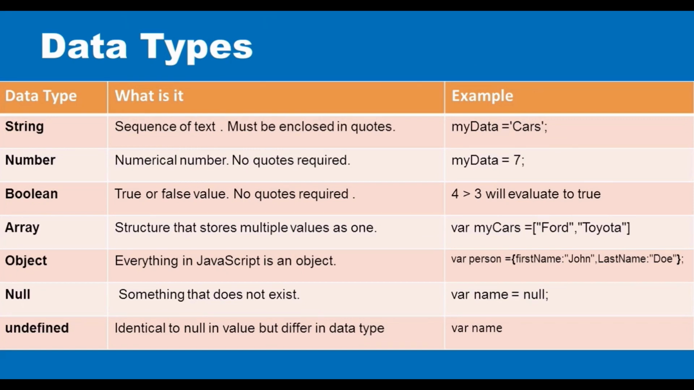I'm going to start with the top one, which is a string. A string basically is a sequence of text that must be enclosed in quotes. You can use either single quotes or double quotes, but you cannot mix the quotes. For example, here you can declare a variable called myData and set it to this value. You can see I've got quotes around it.